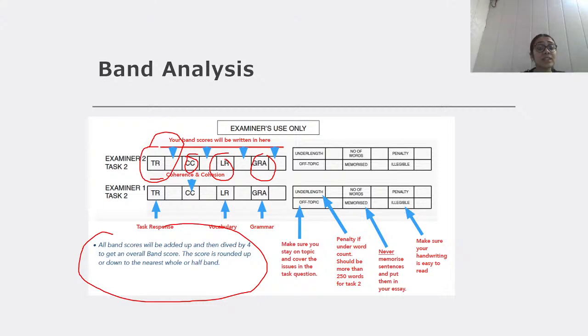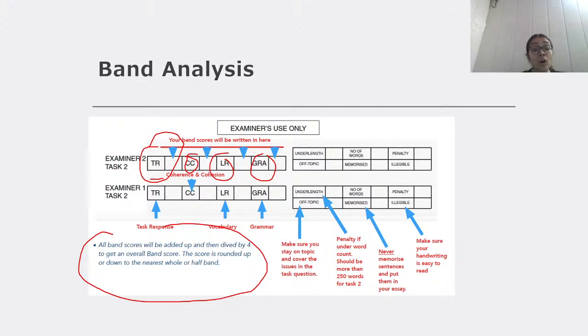So for example, we give you 6 in TR, we give you 7 in coherence and cohesion, we give you 6 in LR, so 6, 6 is 12, 12 and 7 is 19, and let's say 7, 19 and 7 makes 26. Now 26 divided by 4, what is the band score? 26 divided by 4 would be 6 point something, so approximately it's going to be 6.5. So you understand what I'm talking about?